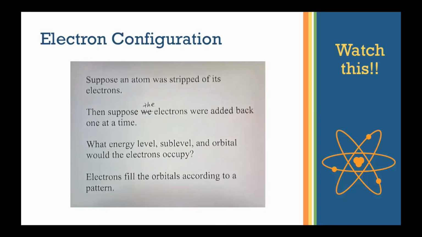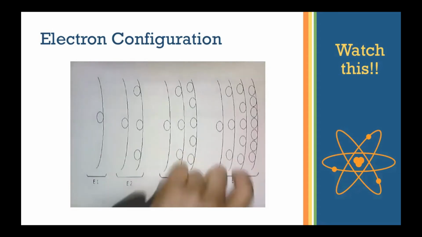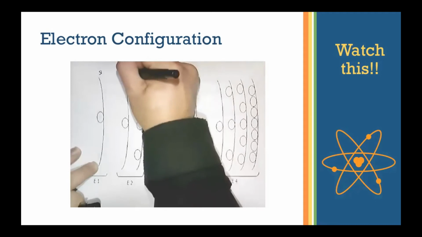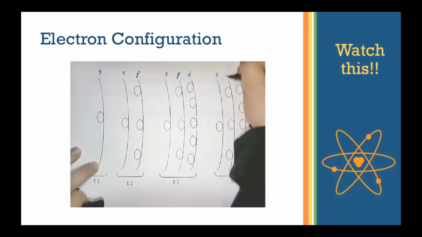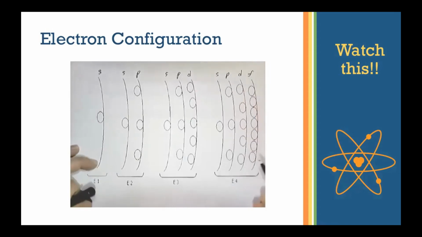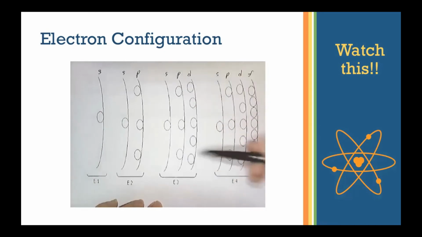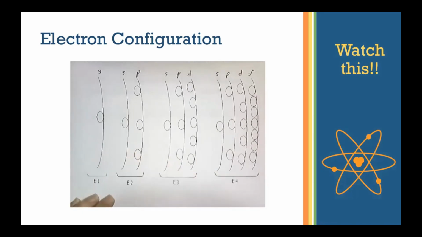Now, the electrons fill the orbitals according to a pattern. So here's the question. We've got all these different energy levels. We have different sublevels, S, SP, SPD, SPD, and F. And within these sublevels, we have all these different orbitals. The S has 1 orbital here, the P has 3 here, and the D has 5. So where would the electrons go if you were to add one at a time? Would it go to this energy level, or this energy level, or this energy level?